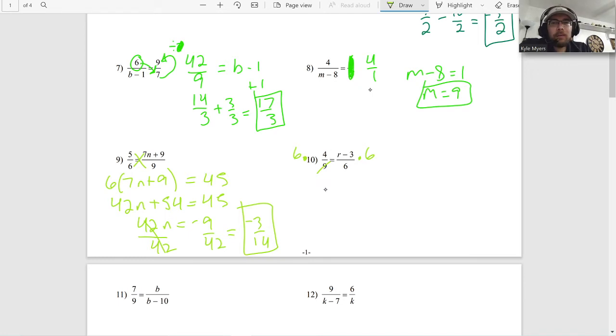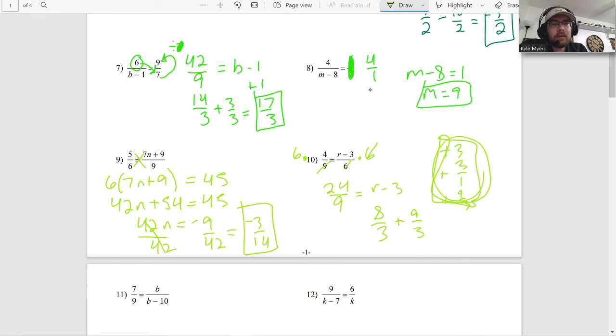This would be 6 times 4 is 24 ninths. Those 6's would slash out, and we would get r minus 3. So we would want to add 3 to both sides. Now, 24 ninths I can simplify a little bit because they both go into 3. If I divide 24 by 3, that would be 8. If I divide 9 by 3, I get 3. We want to add 3 to both sides, which is adding 3 over 1, which is adding 9/3.